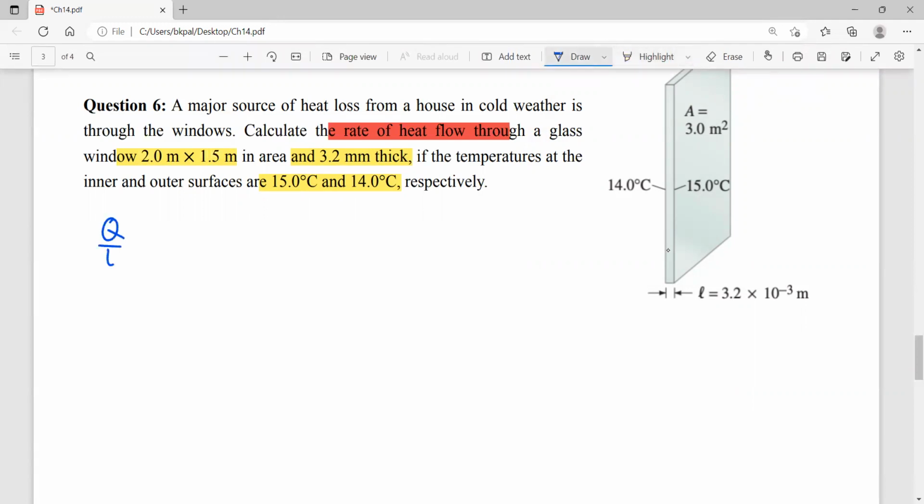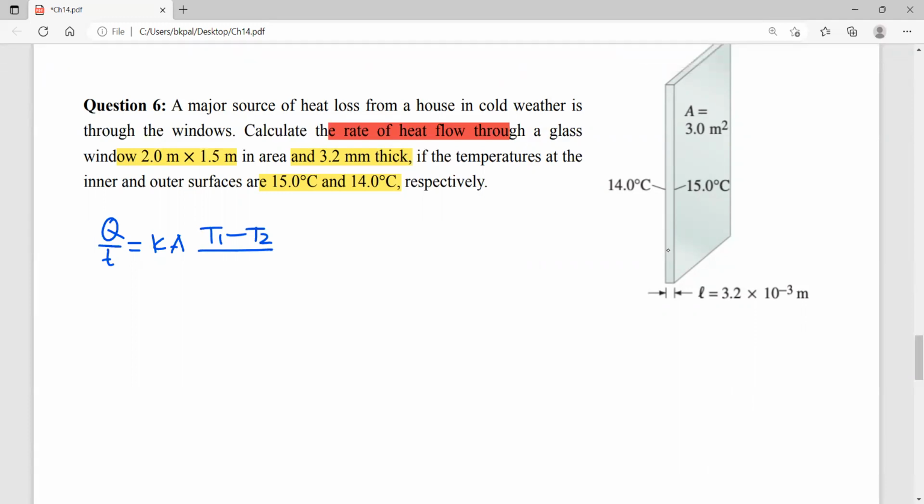So here is the equation: Q over T equal to K A (T1 minus T2). So T1 minus T2 is the higher temperature minus lower temperature, and then it is divided by the thickness. So from the table we can have this value for K, that is 0.84 joule per second per meter per degree Celsius. So this is the value of K.